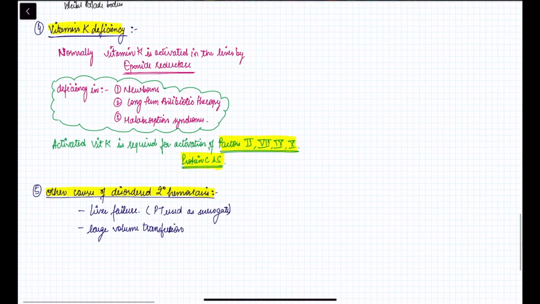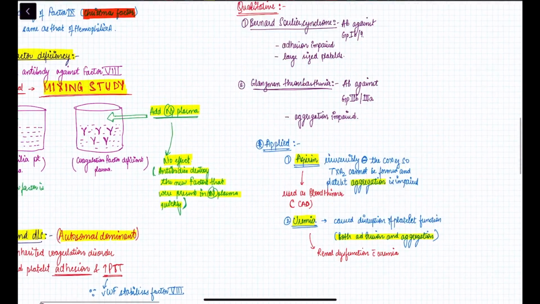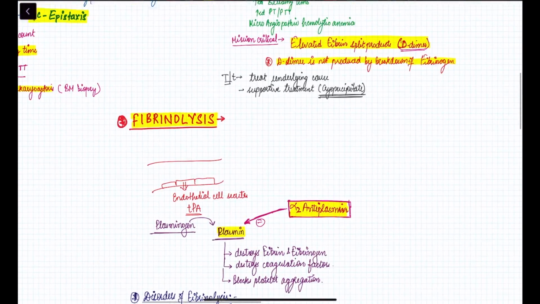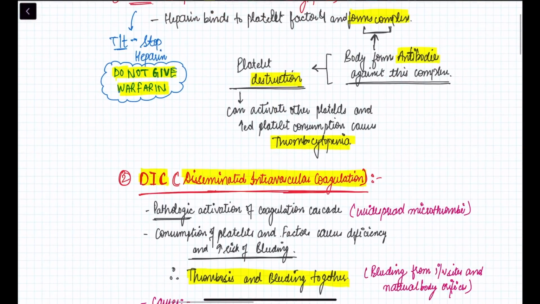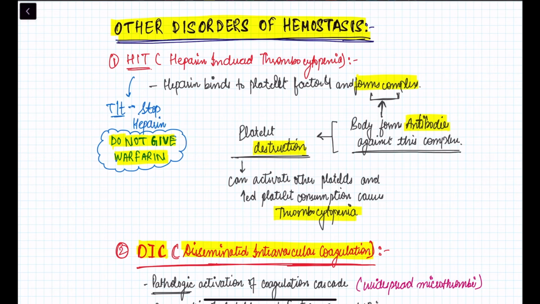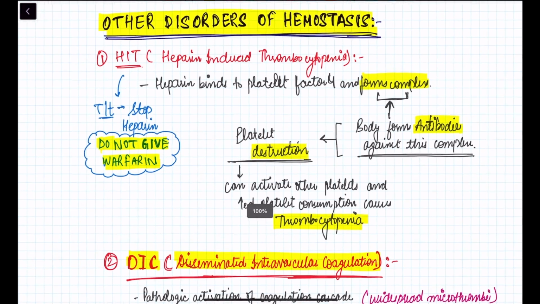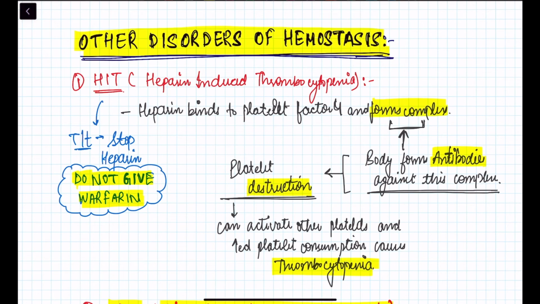That concludes the disorders of primary and secondary hemostasis, but we have more things to discuss. There are a few miscellaneous disorders of hemostasis. The first one is heparin-induced thrombocytopenia. This is a disorder which is caused by heparin.